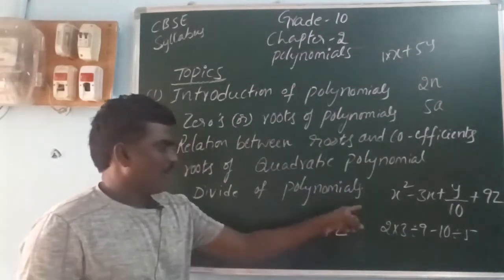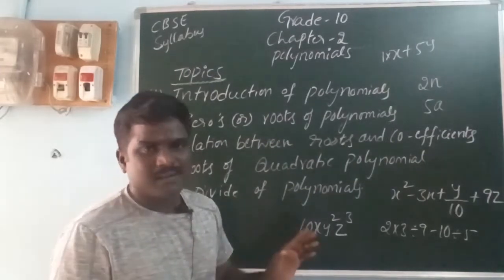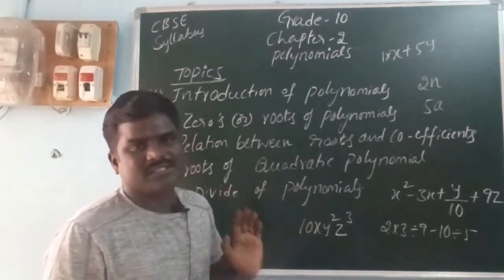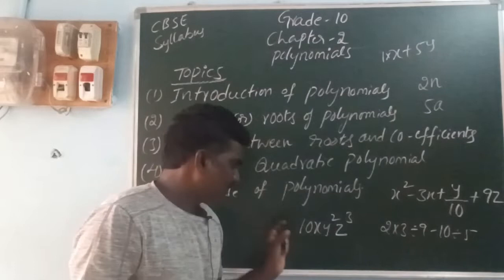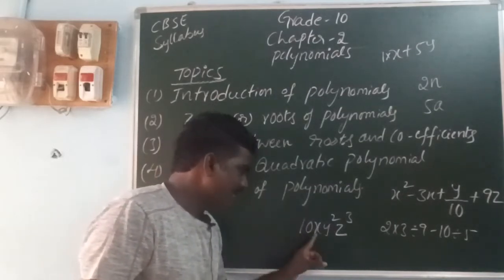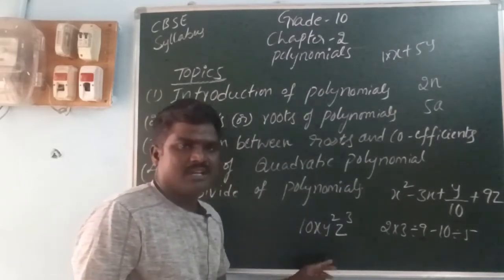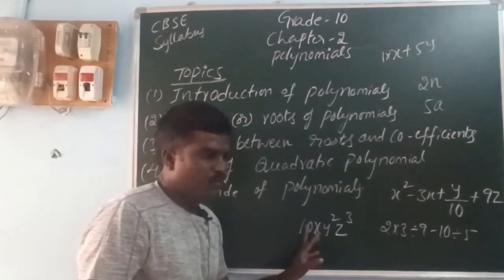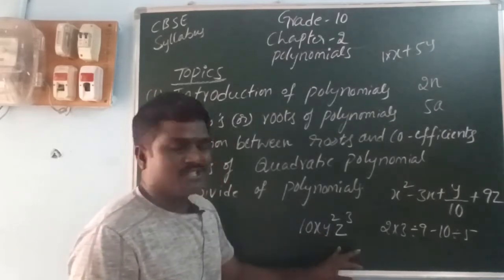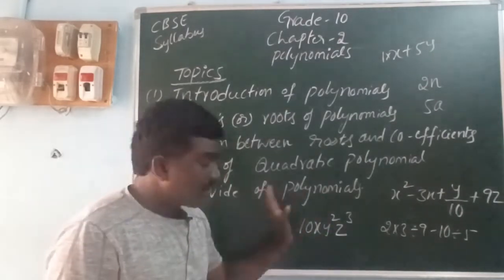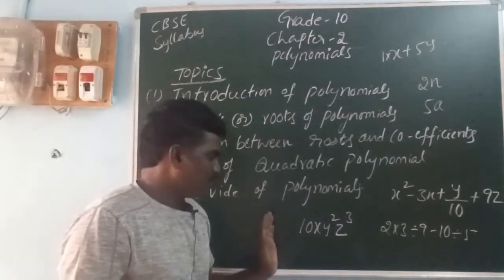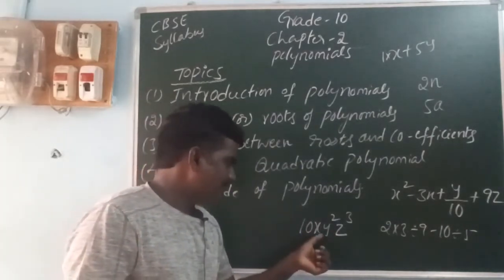What is called degree? The sum of powers of variables of a term. Here it is a term, 10 x y square z cube, with variables x, y, z. These are all multiplied: 10 into x into y square into z cube. So this is called a term. In the term, what are the variables? x, y, z.